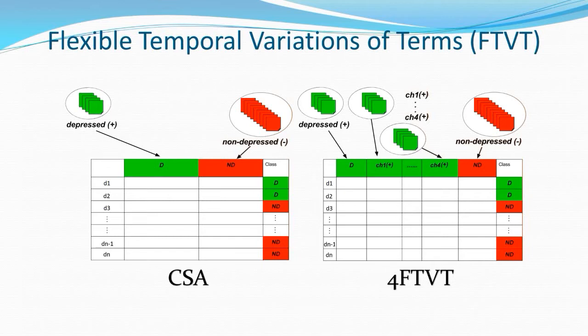As an example, suppose we want to consider only the first 4 chunks to represent documents. Then, when working with flexible TVT, each document would be represented as a 6-dimensional vector, 1 dimension for the negative class and 5 for the positive class, 1 for the full document and 1 for each of the 4 chunks.